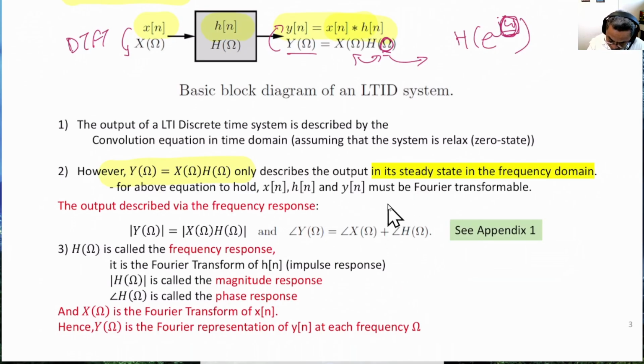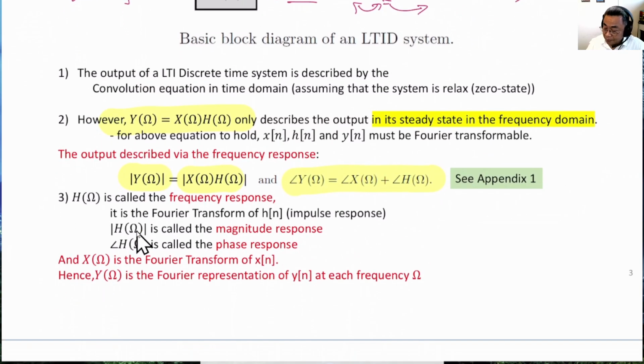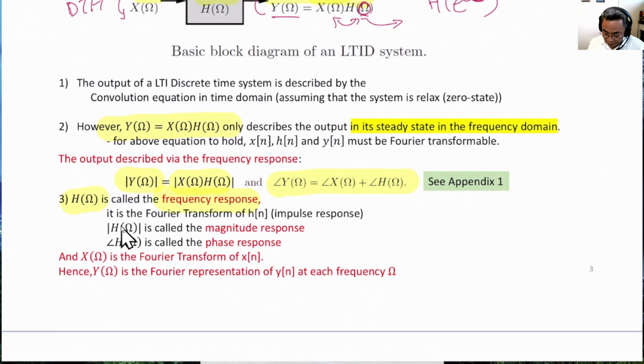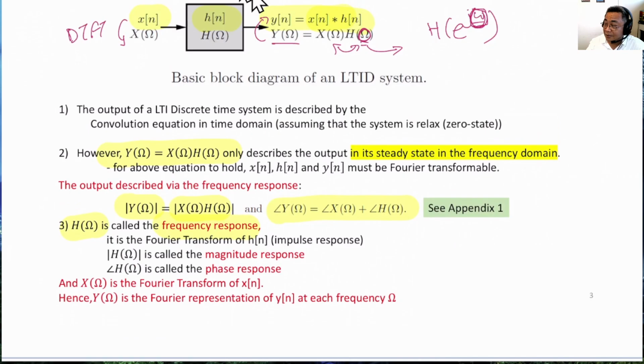Okay, let's see how the output is described. Once we have X of omega times H of omega, then this would be the magnitude, and of course the phase looks like this. And H of omega has a special name. It's called the frequency response. So every time we say the frequency response of the system, we're talking about the DTFT of the impulse response. And simply it is the Fourier transform of h of n.